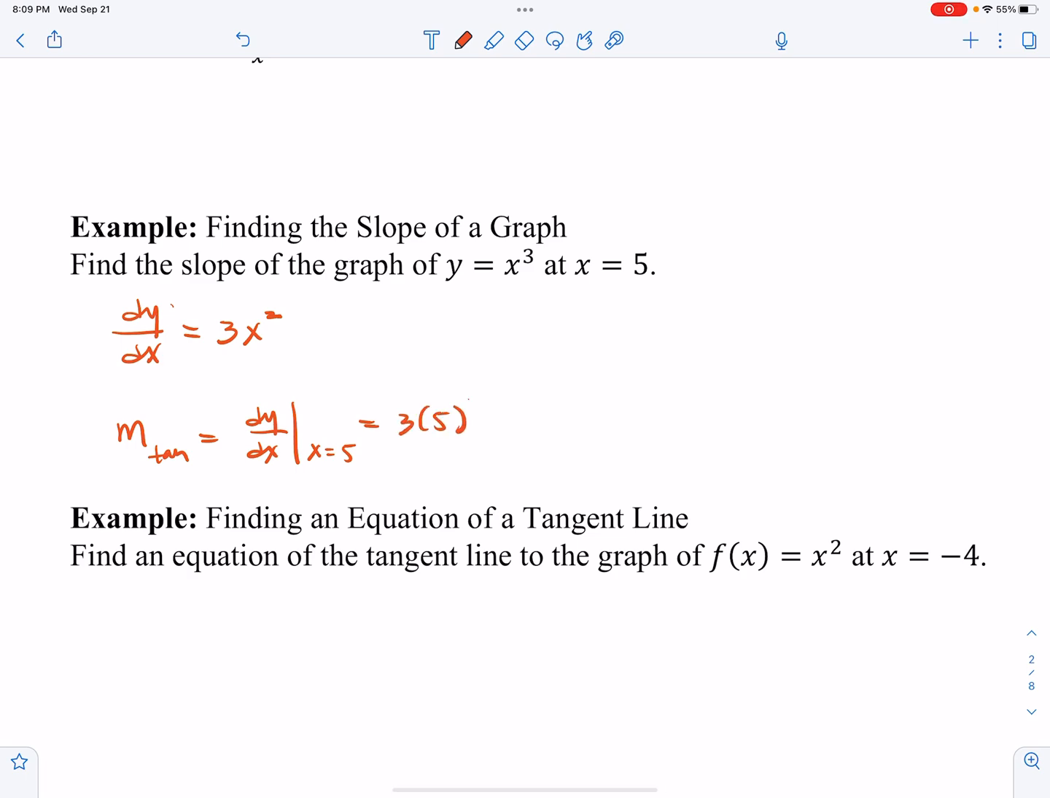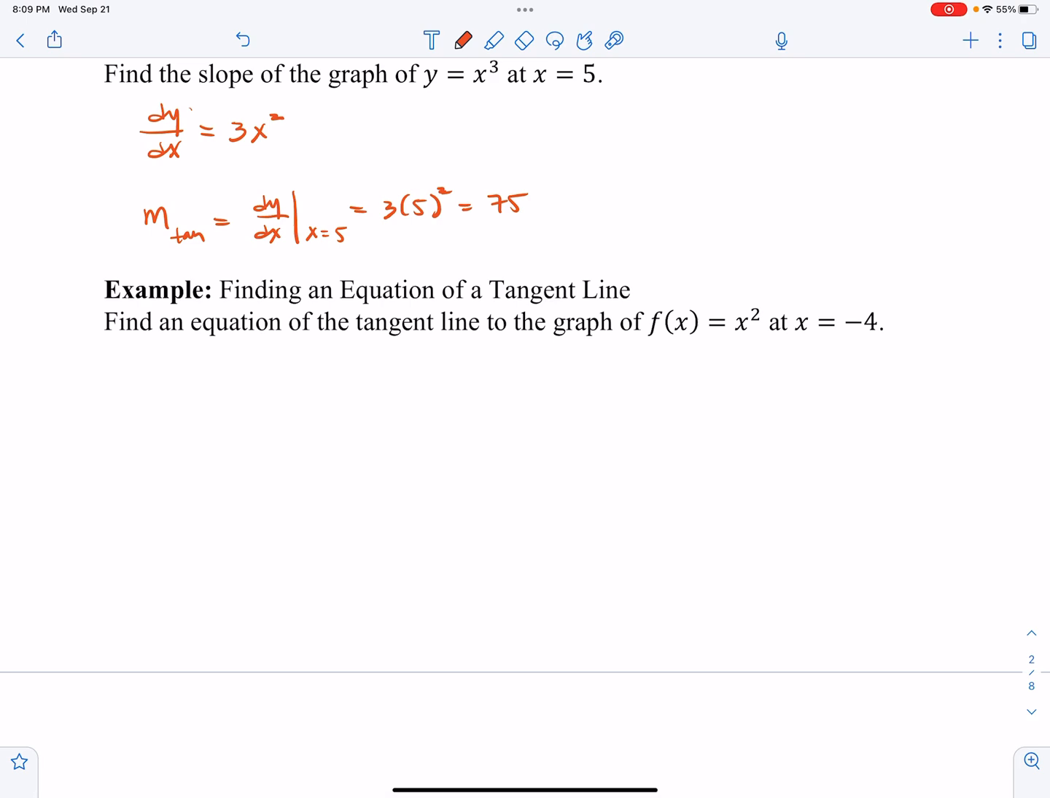So when we plug in 5, we get 25 times 3, so 75. So the slope of the tangent line, or the slope of the graph at x equals 5 would be 75.